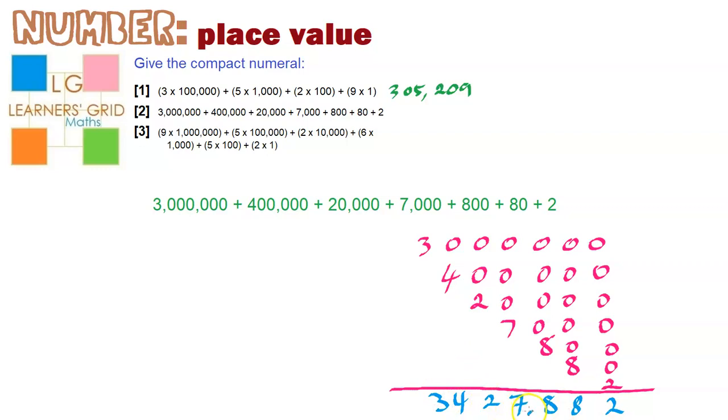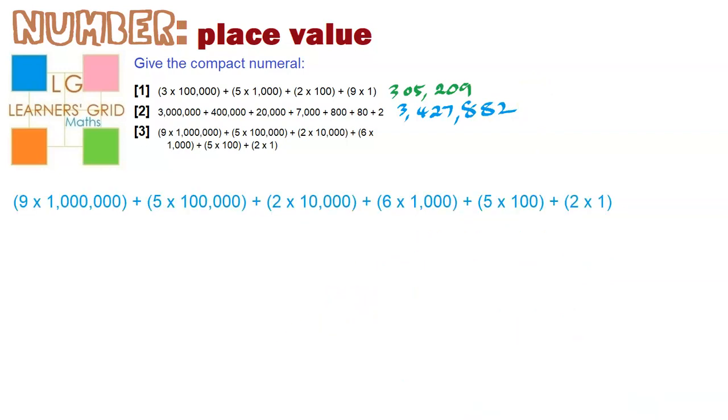And that's a period there. 1, 2, 3. That's a period there. And you have 3,427,882. Let's write that up here. 3,427,882.